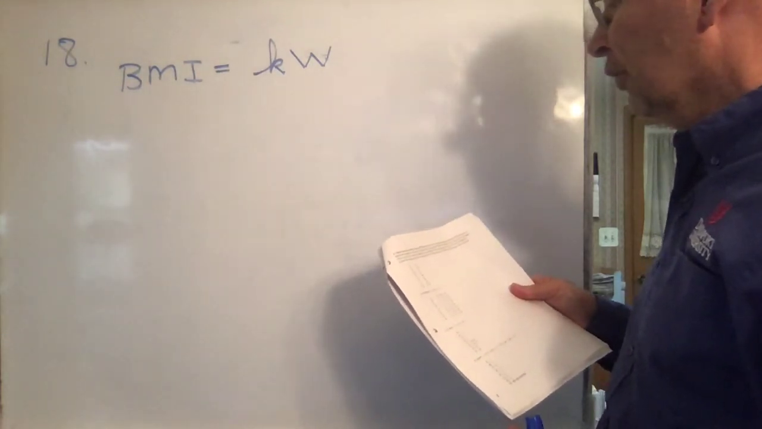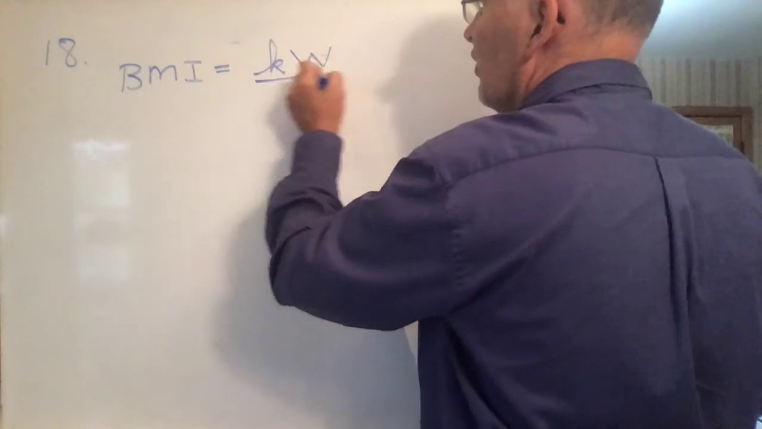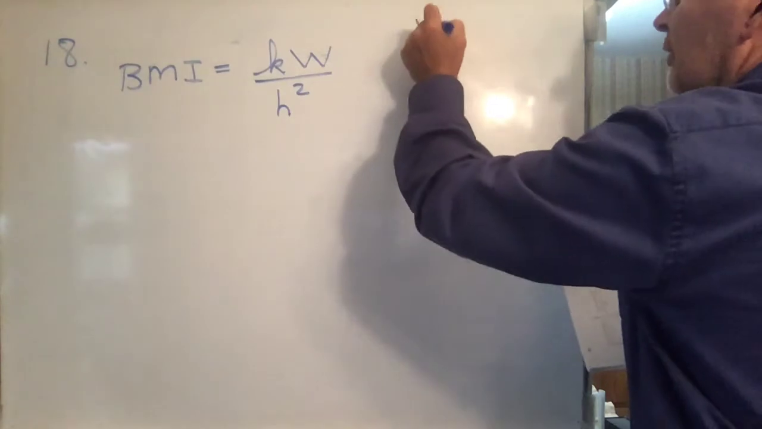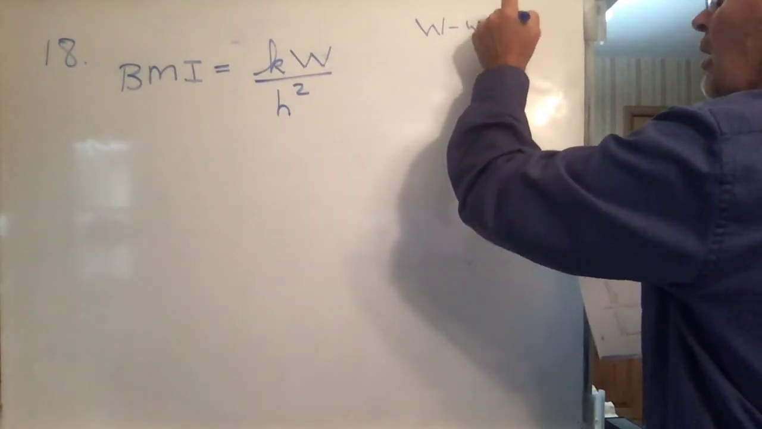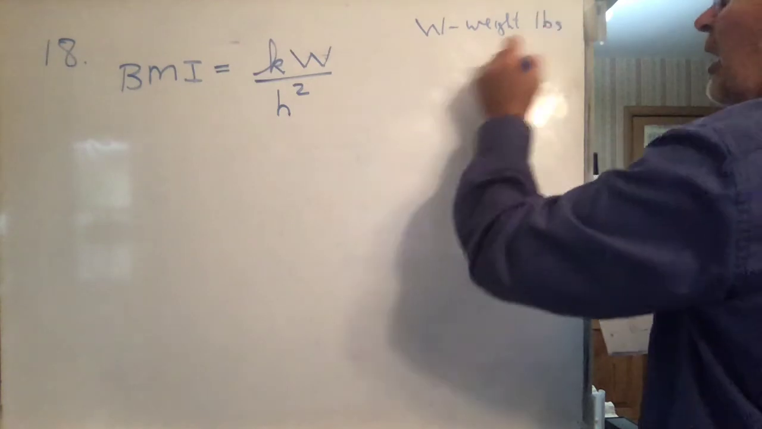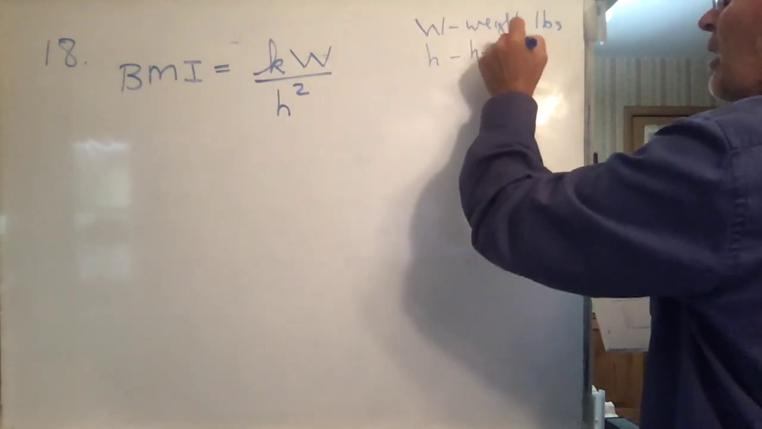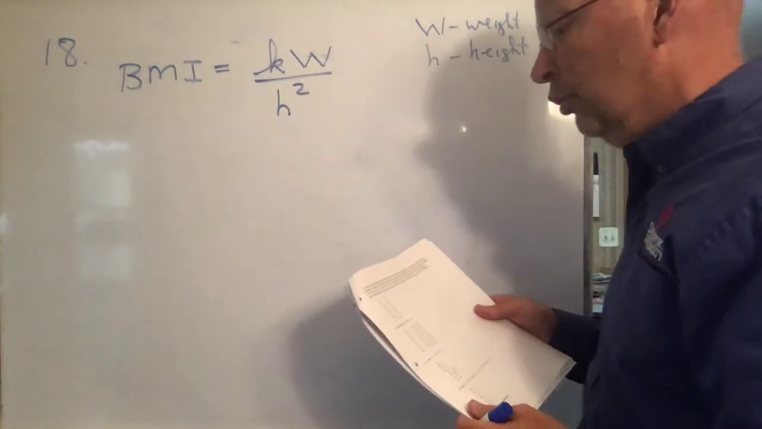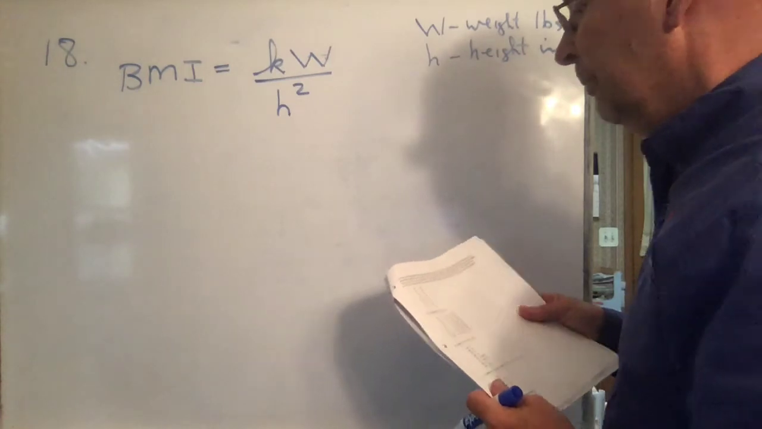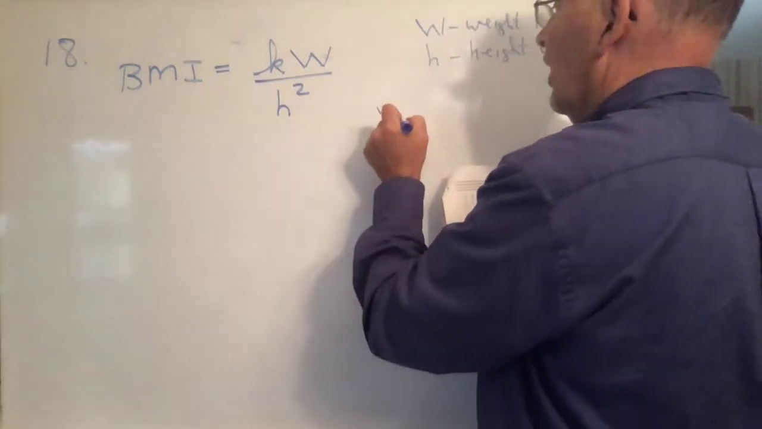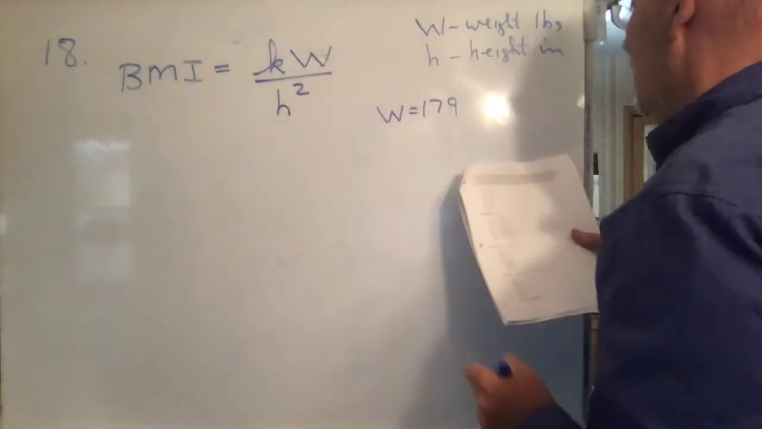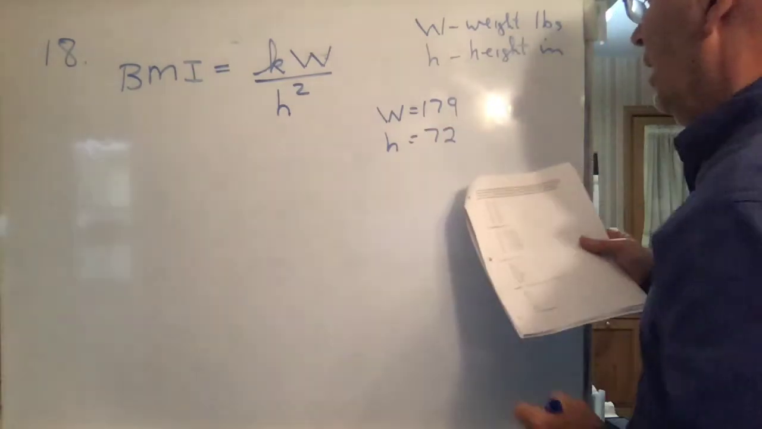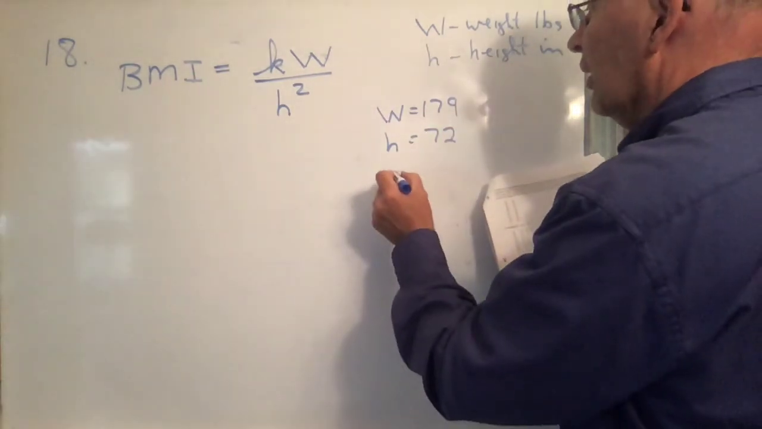And inversely as the square of the height. So inversely means it's down in the denominator, and the square of the height. So there's the square of the height. So W is the weight in pounds, and H is the height in inches. Okay, a person who weighs 179 pounds, so now we know that a weight is 179, and is 72 inches tall, has a BMI of 24.